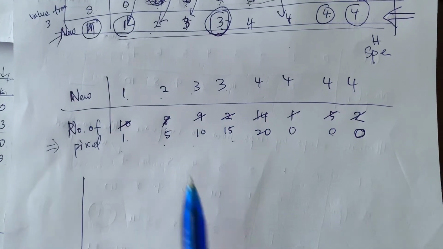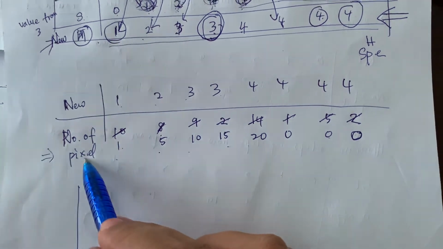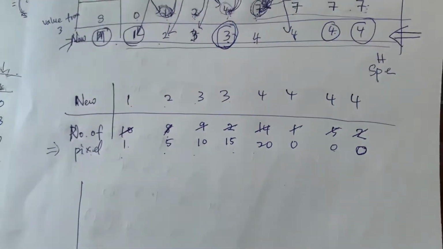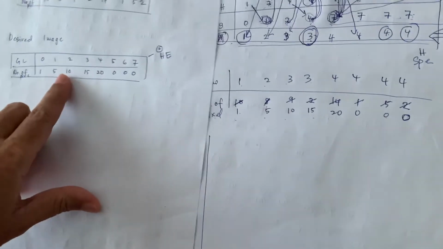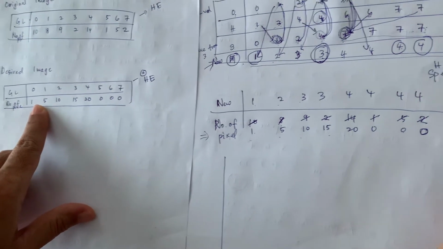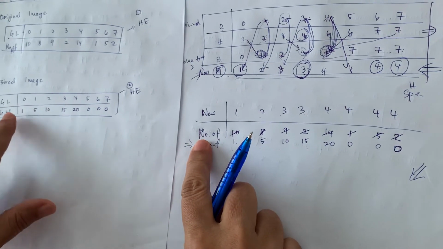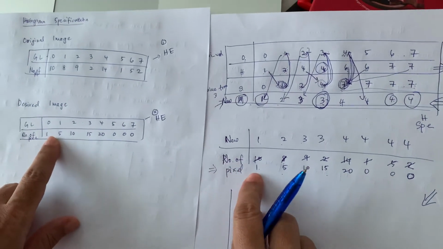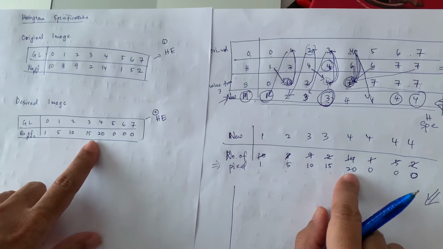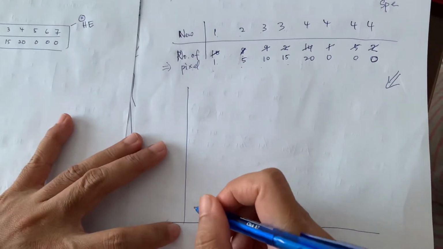The last step is to map. This pixel value is based on the desired image. Once you want to transform the new histogram, the number of pixels is based on the desired image: 1, 5, 10, 20, and 0. Then you do the mapping.